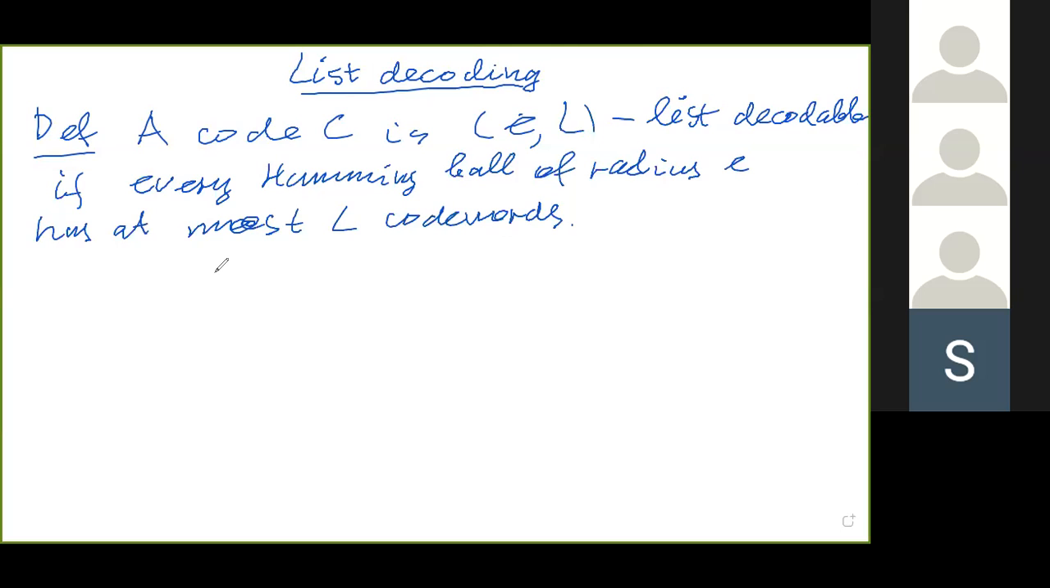And now we will find out what happens for particular codes, for which parameters they are list decodable. The best results can be obtained from the Hadamard code. So we will start list decoding the Hadamard code.